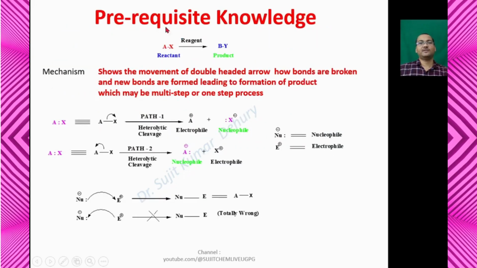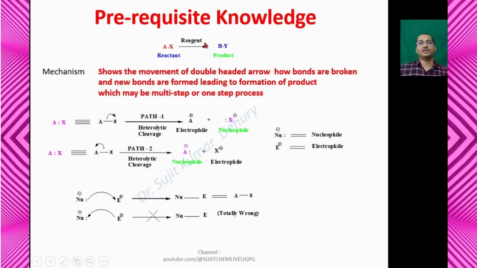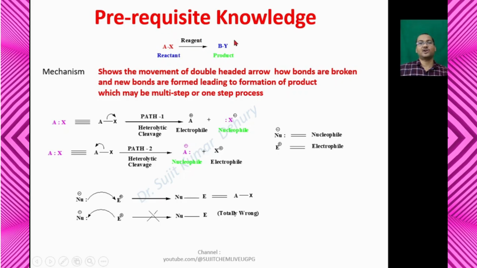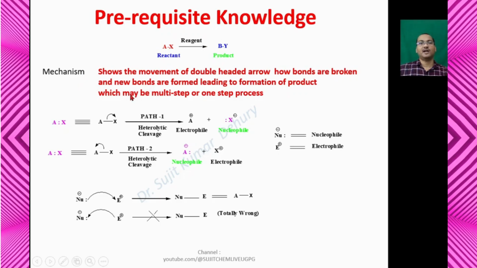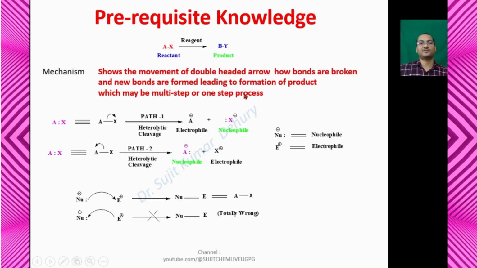So this is the prerequisite knowledge that we must have. Usually the reactant is converted to the product in the presence of a reagent. How that reactant is converted to the product in the presence of the reagent is called mechanism. What does the mechanism tell us? It shows the movement of double-headed arrows, how bonds are broken and new bonds are formed, leading to the formation of product, which may be a multi-step or one-step process.